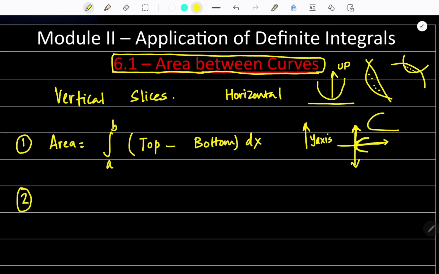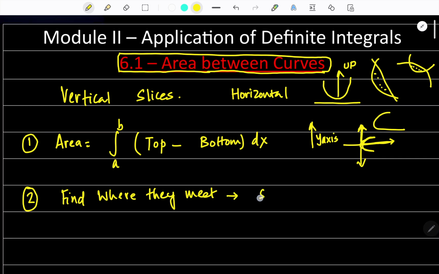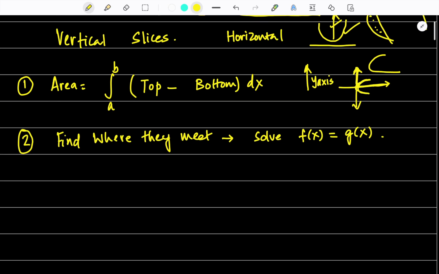Step number two, find where the two curves meet. Very simple English. What is the meaning of that? You have to solve the equation by putting f of x equal to g of x. Two curves will be given. One curve is this one and the second curve is this one. You make these two equations equal and solve for x and y. I will explain during the problem. But keep in mind, step number two is to make f of x equal to g of x.